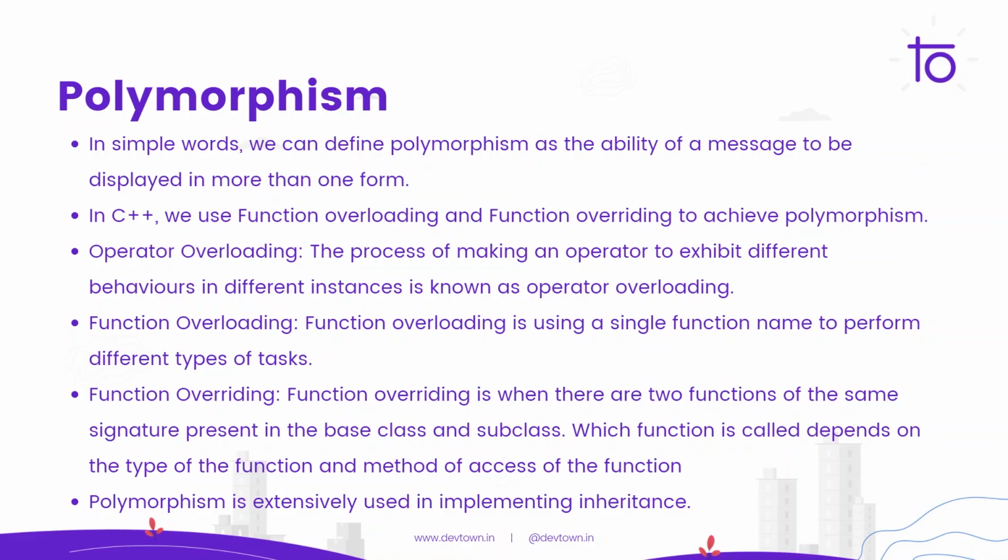Polymorphism. In simple words, we can define polymorphism as the ability of a message to be displayed in more than one form. In C++, we have operator overloading, function overloading, and function overriding. So operator overloading is the process of making an operator exhibit different behaviors in different instances. Function overloading is using a single function name to perform different tasks.